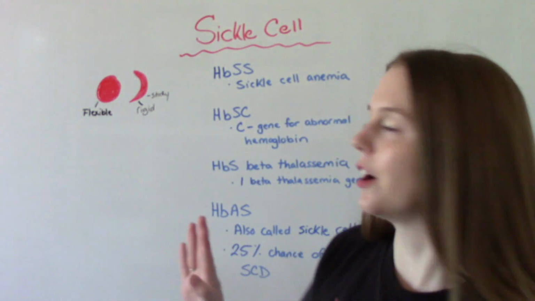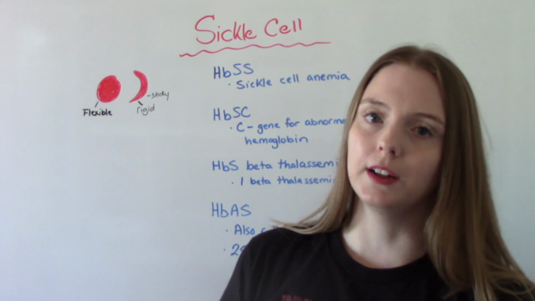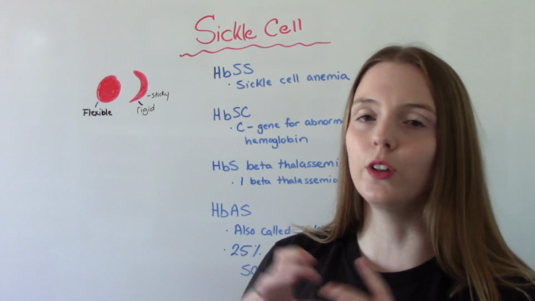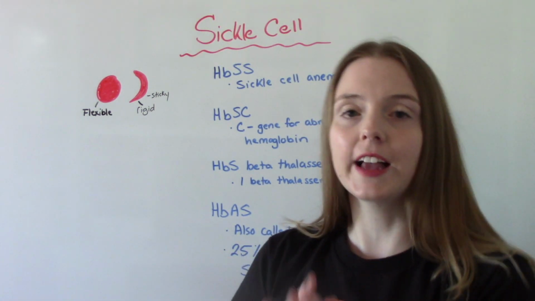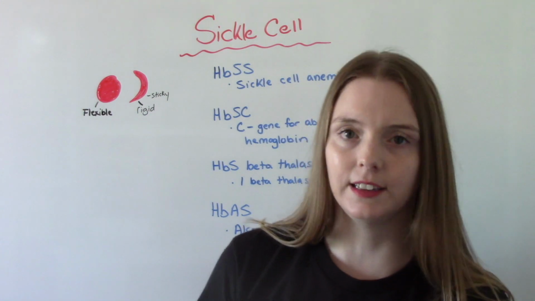So my little art here. This is my example of a normal, healthy red blood cell. It's round and it's full of oxygen and it's very flexible, which is a good thing. That way it can move through the blood vessels easily.